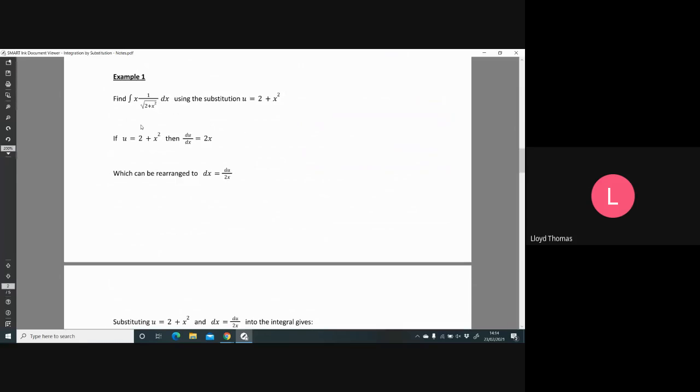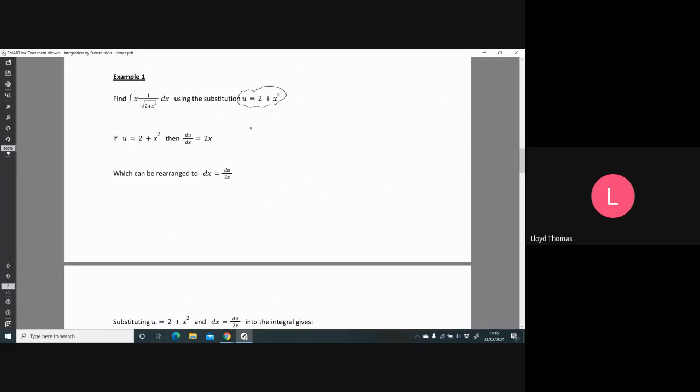Okay, so first one, another difficult looking integration question, but the clue will most of the time, or if not all the time, be in the question. It's going to either tell you the substitution, or it's going to say by using a method of substitution. So we don't mix it up with integration by parts or any other type of question. So this one wants me to find the integral of x times 1 over the square root of 2 plus x squared dx. This is my substitution they want me to use. u equals 2 plus x squared.